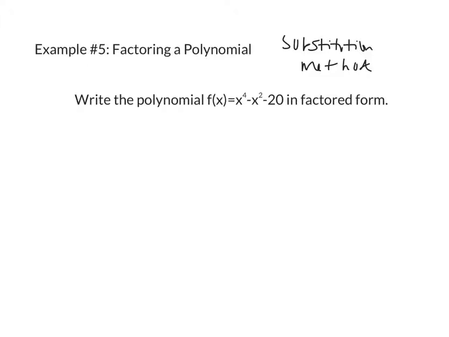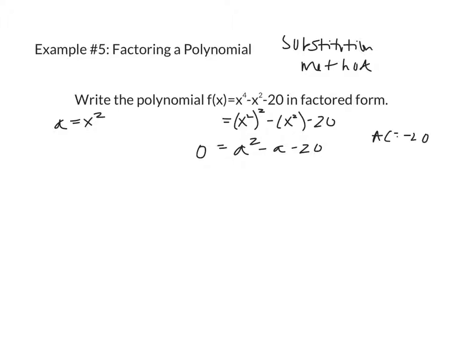In other words, my highest power is x to the fourth, but I want to force it to become an x squared. So to do that, I have to use the variable a and say that anytime I see a, it's going to be x squared. So x to the fourth is really x squared squared, minus x squared, then minus 20. Now every time I see an x squared, it's now a. So this is a squared minus a minus 20. At this point, I can use AC. AC would give us negative 20. The factors of negative 20 that work are negative 5 and positive 4. So that would be a minus 5 and a plus 4.